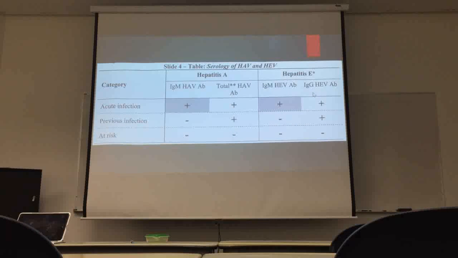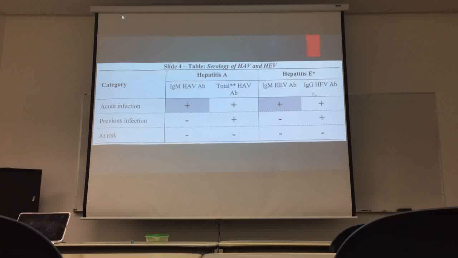So it's just a table. What is that saying? Acute infection, is it only the gray? Yes, it's showing that in acute infection you have an IgM response because it's acute. Why is there a plus on total? Because you're still measuring the whole quantity of immunoglobulins available. So I have some immunoglobulins, which is IgM, so if I measure non-specifically, I'll have some HAV antibodies. Gotcha.